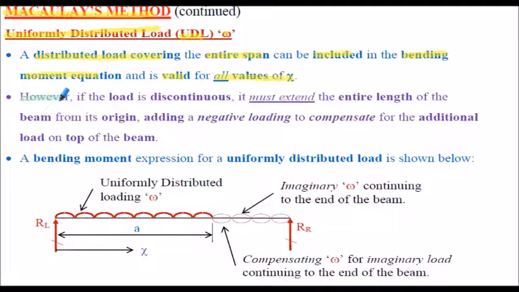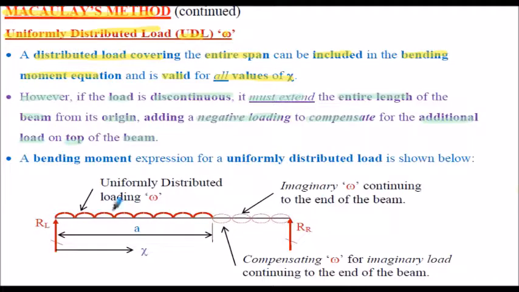However, if the uniformly distributed load is discontinuous, with this method we must extend it over the entire length of the beam from its origin, where it starts from on the beam, and then we have to add a negative load in to compensate for the additional load on top of the beam through the extension of its length.